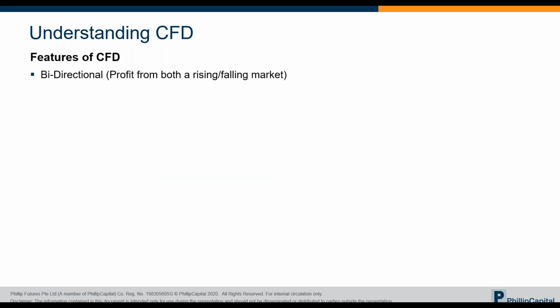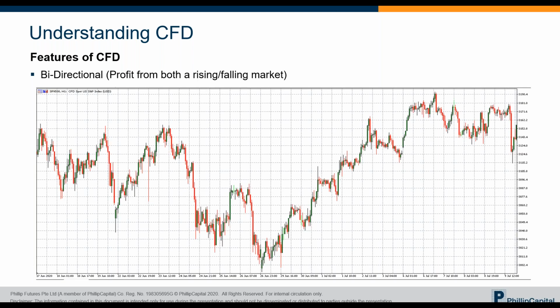So another key benefit of CFD is that it is a bi-directional product that you can trade. So this is an hourly chart of the S&P 500 index from mid-June to July this year. If you look at the price movement of this chart, we can see that there are many opportunities which you can profit from in both this rising and falling market.